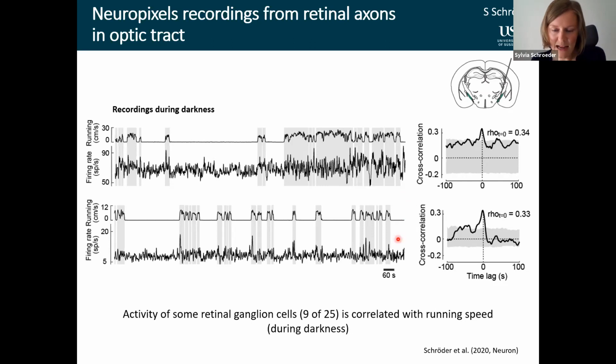We also checked whether the spike waveform changes with the running speed, which would of course hint towards an artifact, and this was not the case. So the spike wave shape was the same during periods of not running and running in all these 25 units. So in total, we found 9 units of 25 that are correlated with running speed during darkness.